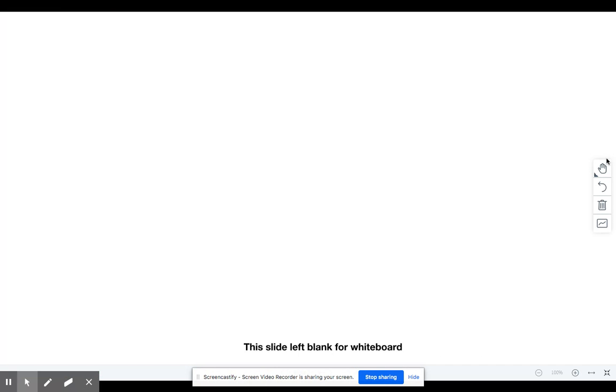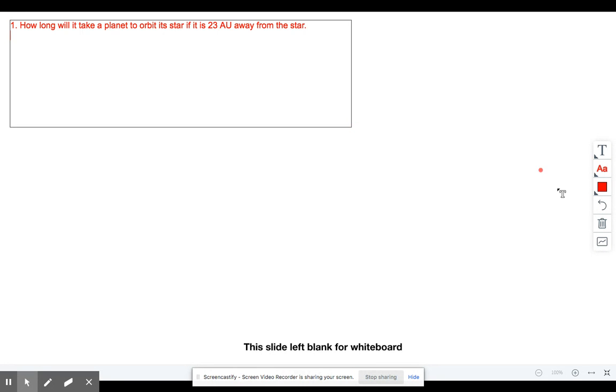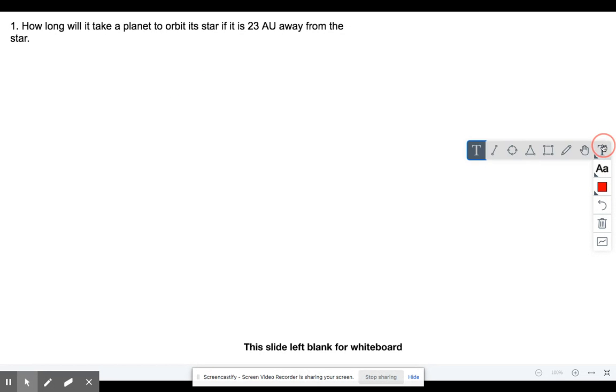Okay, so write the question. How long will it take a planet to orbit if its star is 23 AU away from the star? So we got to use Kepler's law, because as soon as you see AU, that means it's Kepler's third law. So p squared equals a cubed. And remember, p is the period, the amount of time it takes. So this is your years.